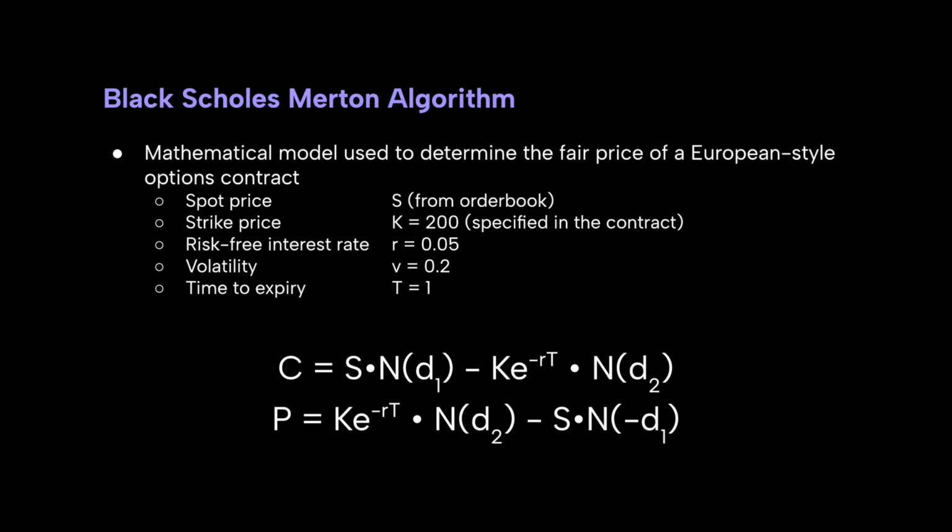It calculates call and put option pricing, where the call option gives you the price you pay for the right to buy the underlying asset at the strike price, and the put option gives the price you pay for the right to sell the underlying asset at the strike price. The formulas include variables for spot price, strike price, risk-free interest rate, volatility, and time to expiry, where the spot price is taken from the order book and the remaining variables are fixed for our purposes.